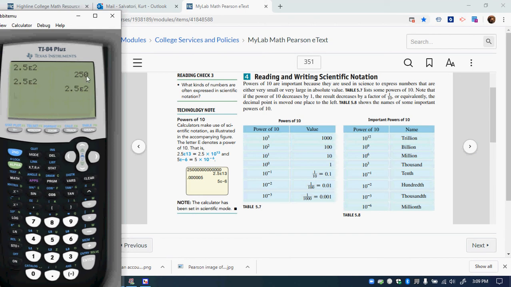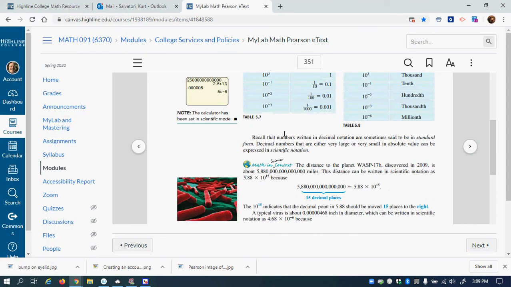When we say 250, that's standard form. When we say 2.5 times 10 to the second, that's scientific form. And you have to be able to move back and forth between standard form and scientific form. That's what this section is all about.